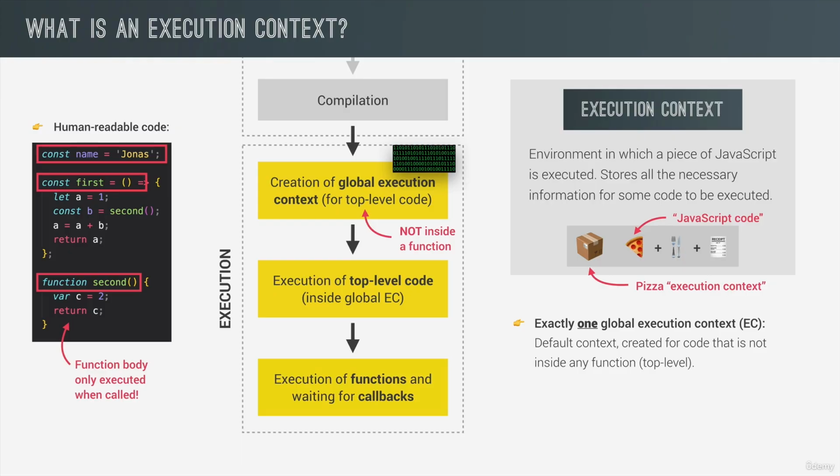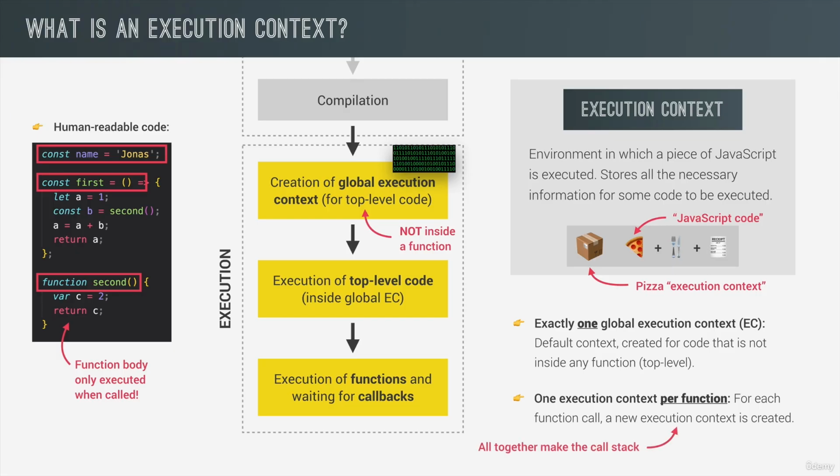For each and every function call, a new execution context will be created containing all the information that is necessary to run exactly that function. And the same goes for methods, of course, because they're simply functions attached to objects, remember? Anyway, all these execution contexts together make up the call stack that I mentioned before, but more on that in a second.